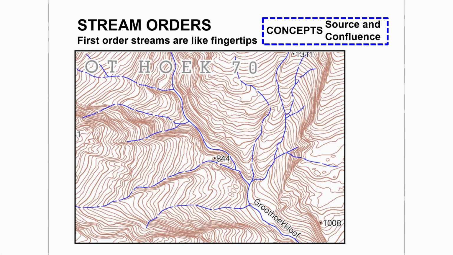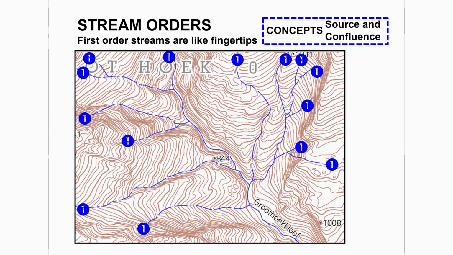Now there are principles that we apply when we do stream ordering. For example, you label the fingertip streams one. Look at that. All the fingertip streams are labeled one. Now here is the principle that you need to master as well. Two streams of the same order produce the next order. So if stream order one has a confluence with another stream that is order one, they are two streams of the same order. They produce the next order.